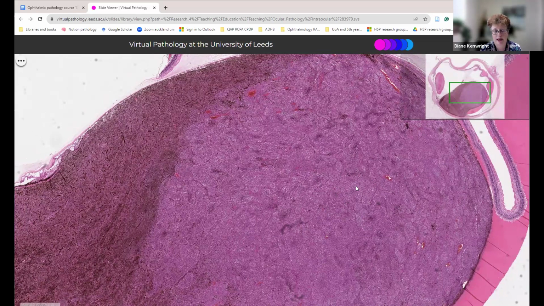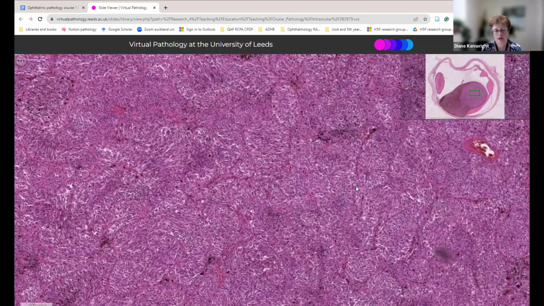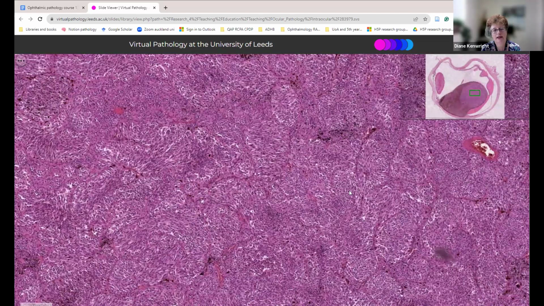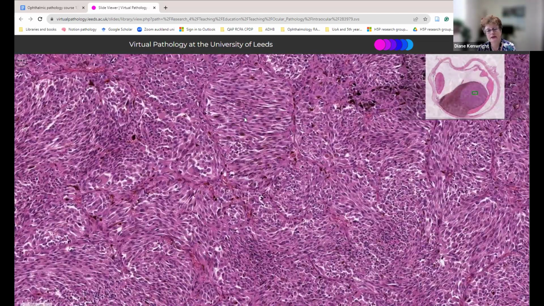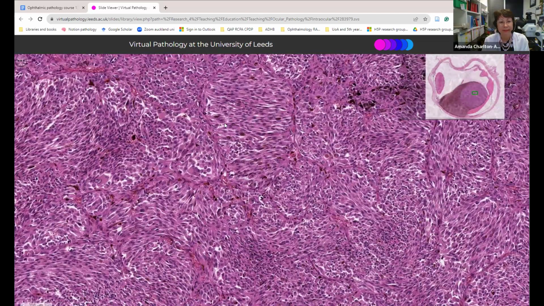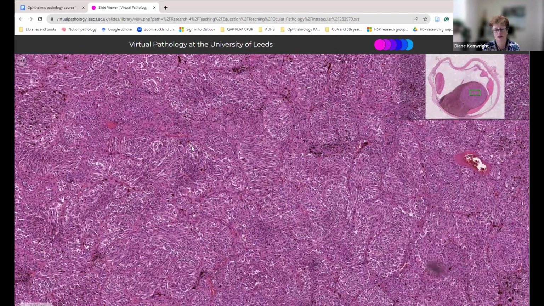Let's go a bit closer again. All right, I look here and I can see just at this power that most of these cells look stretched out. Most of them look to be spindle, but I also noticed there's some epithelioid, just in the bit there. That's right, Amanda, thank you. We have some epithelioid cells. Looking around, I think the epithelioid cells make up close to 10%, so I'm going to call this mixed.